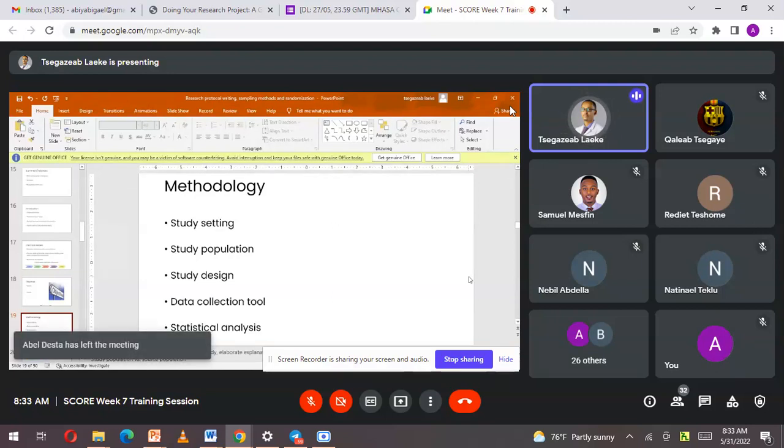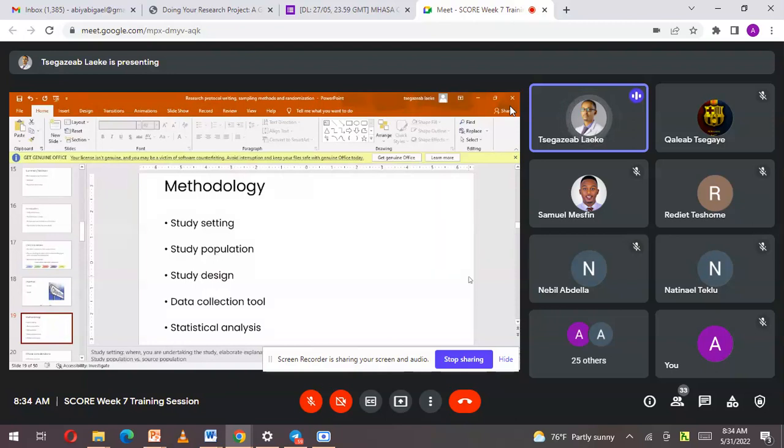And then you proceed to explaining your study design. So there are many types of study designs. It might be a prospective study, a retrospective study, an experimental, randomized controlled study, and so on. So you have to mention your study design. And whenever you mention your study design, you also have to reason out why you picked your study design.